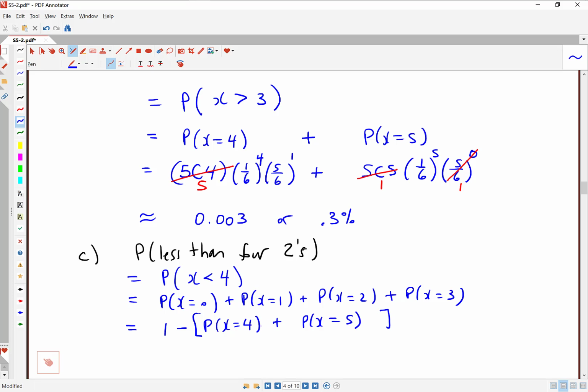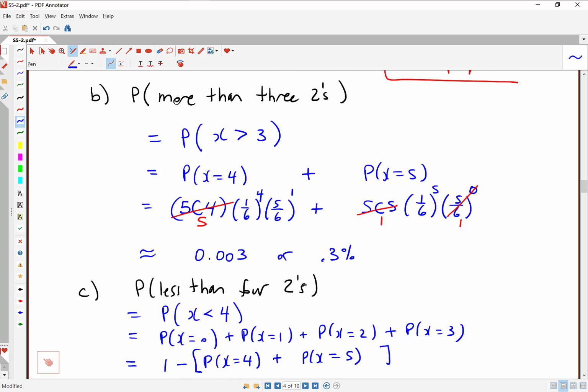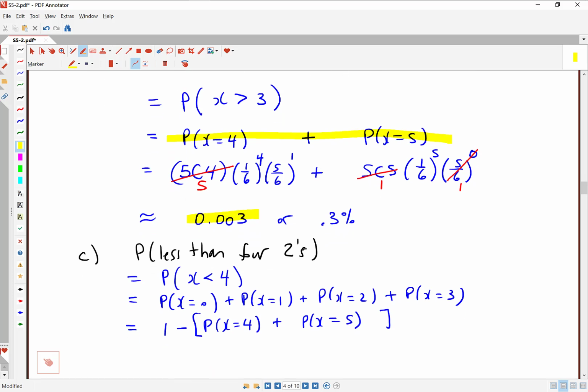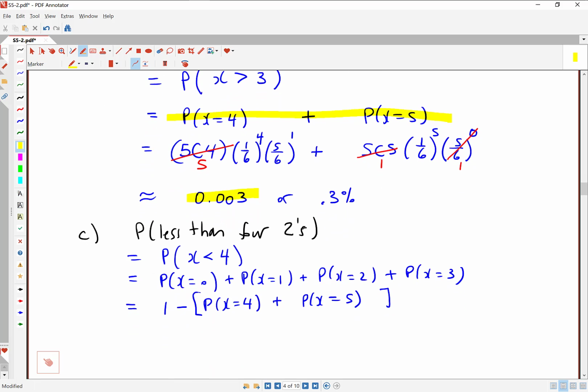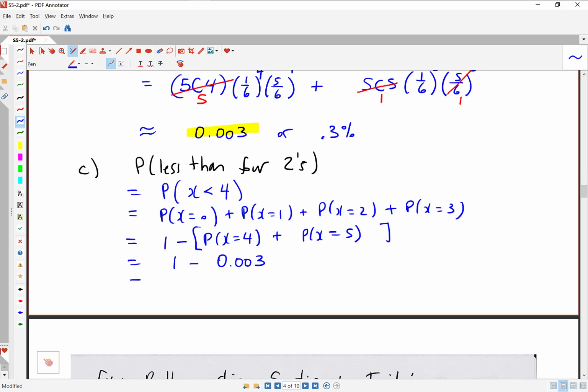And that will work particularly well because if you look back at part B, what we did in part B was we calculated the probability that x equals 4 or x equals 5, and we figured out that that sum was 0.003. So all we have to do now to finish the problem is go 1 minus that probability that we calculated in part B. So final answer then would be 0.997. So very good chance that we are going to get less than 4 2s when we roll this die 5 times.